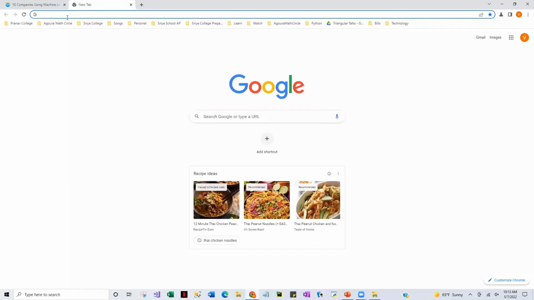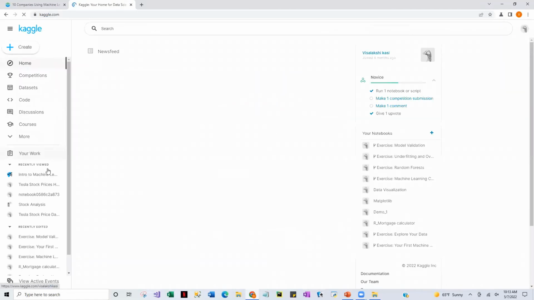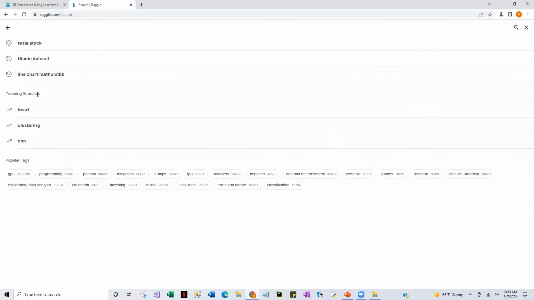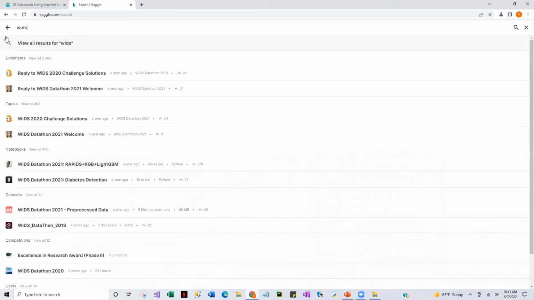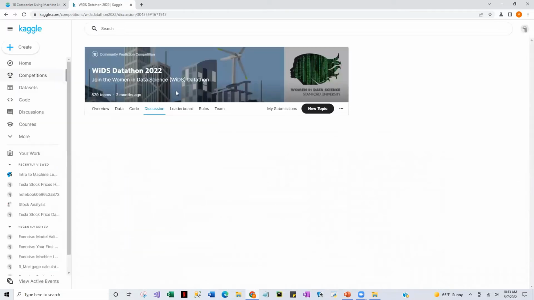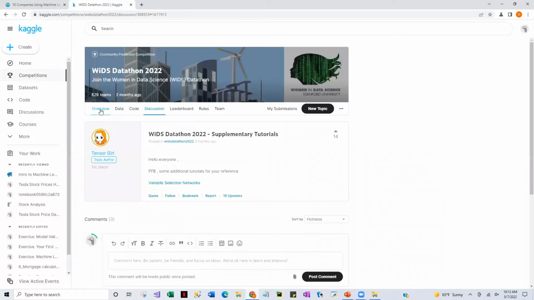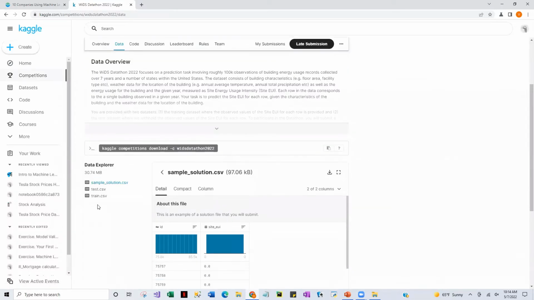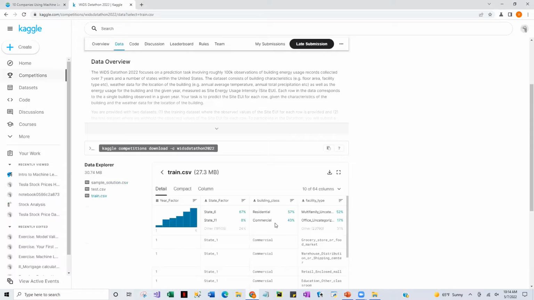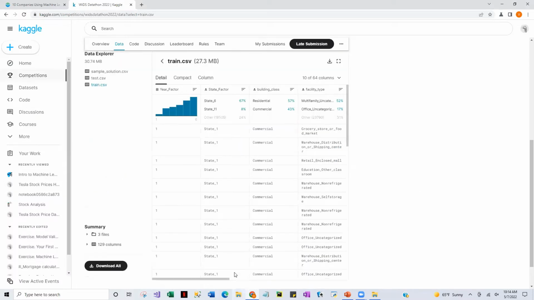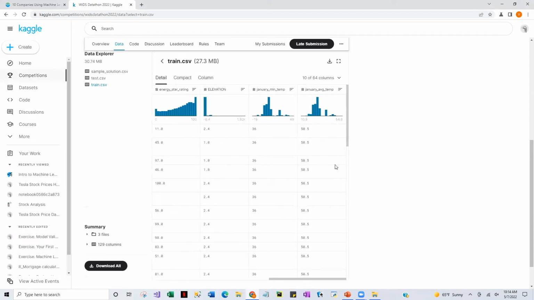Let's go to Kaggle, and I will show you a quick example here. I'm going to go here, and this is the Women in Data Science Datathon. If you go here, they provide the test data and the train data. The train data is what you use to train your model, and the test data is how you test it. This is what I said, this is a supervised learning. In the train data, you will have all the parameters. If you look at that, all the parameters are here, and here it will give the EMI also.